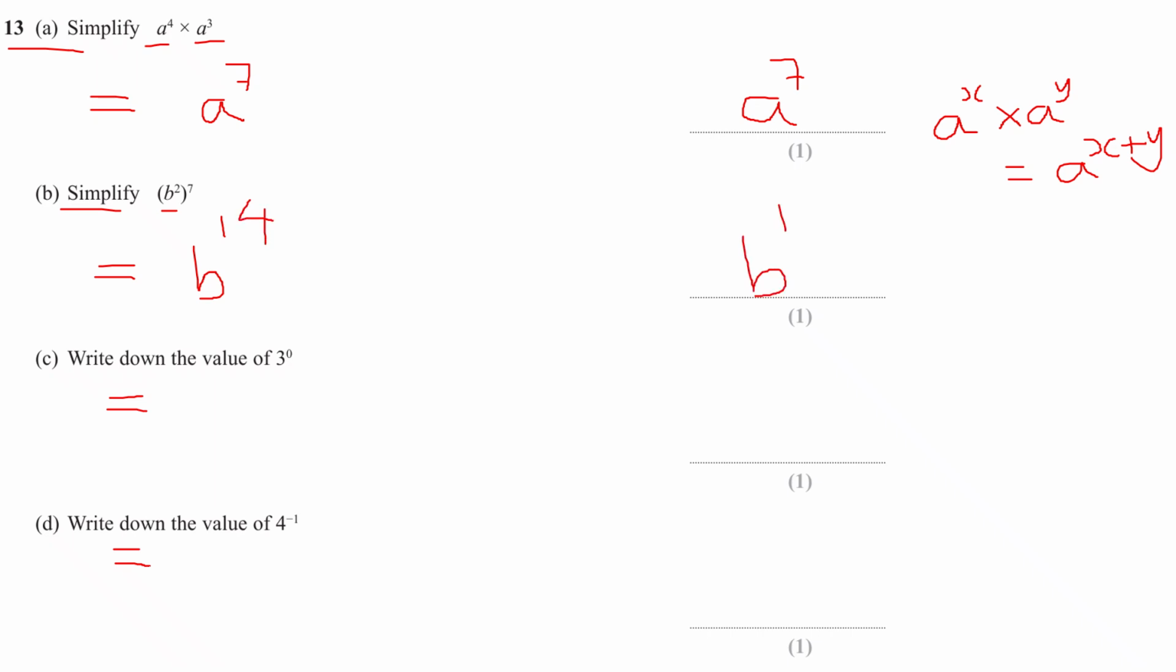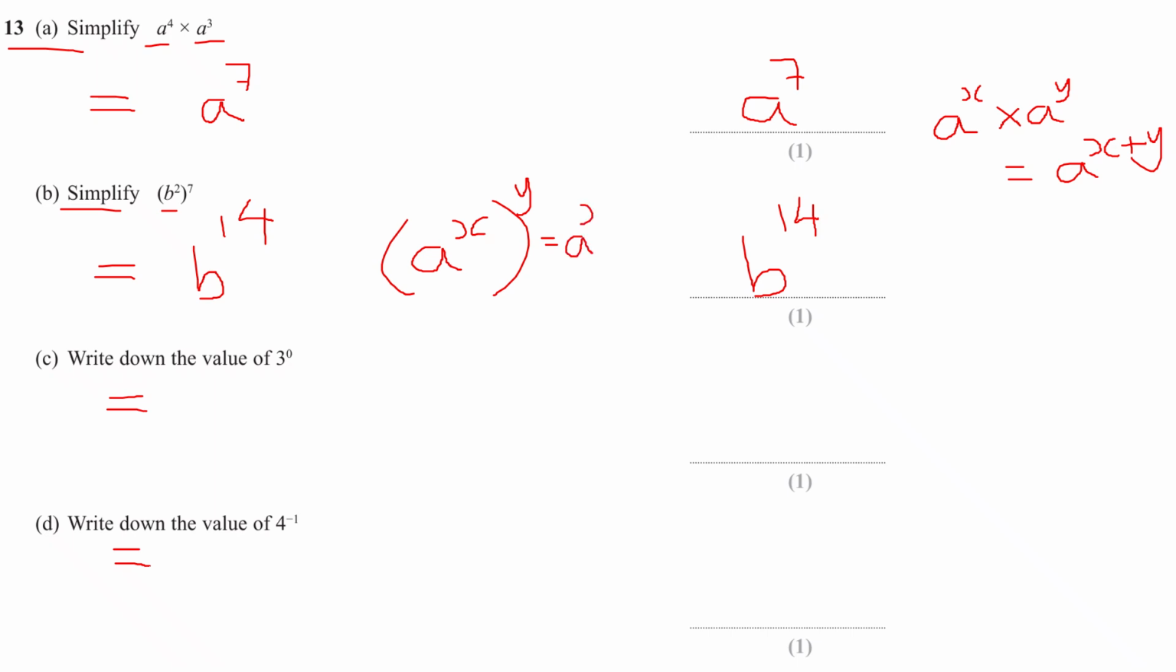So when you have a base raised to a power, all raised to another power, then you multiply those powers together, but only if it's in this format. So if I have a to the power of x all to the power of y, it becomes a to the power of xy, or x times y.